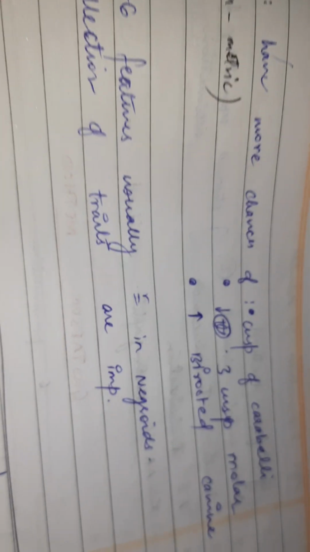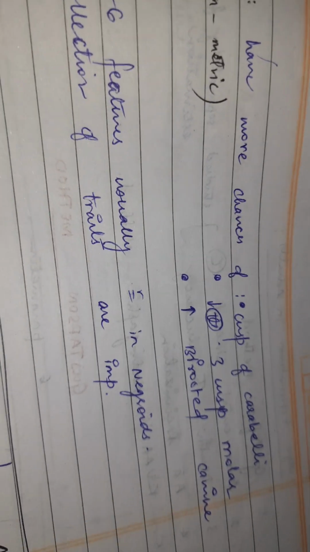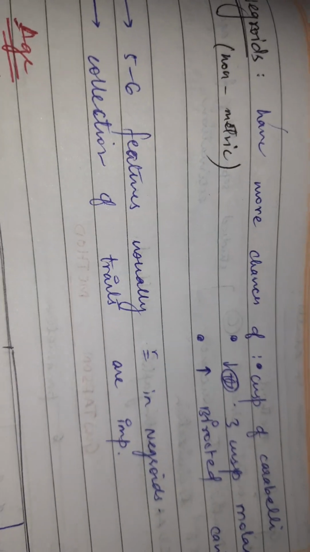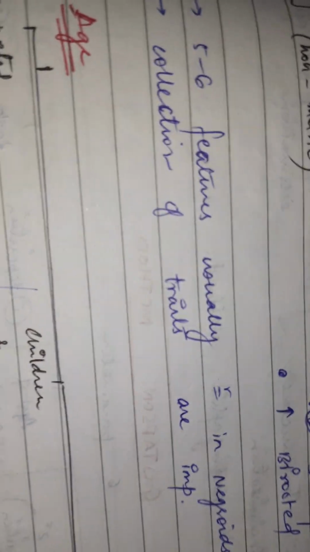5 to 6 features usually seen in Negroids. A collection of 5 to 6 traits is important.